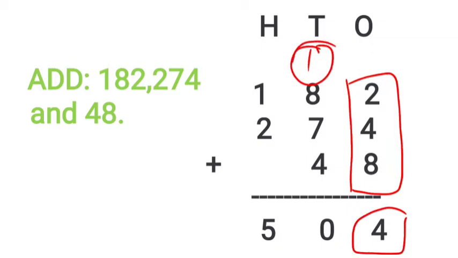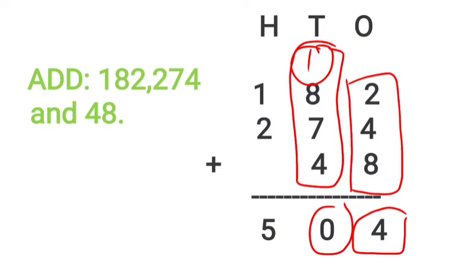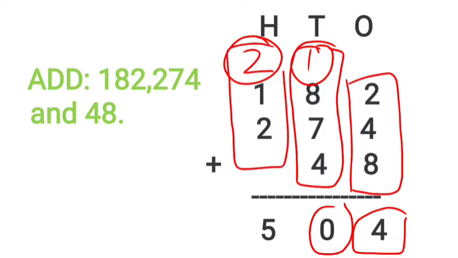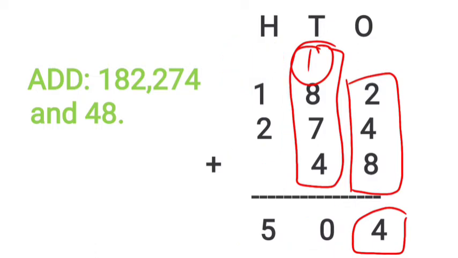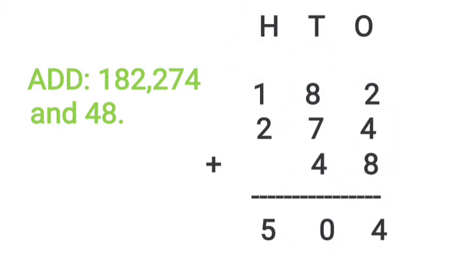Now add 1 plus 8 plus 7 plus 4, which is 20. So 0 we will write in the tens column and 2 will be carried to the hundreds column. Now add 2 plus 1 plus 2, which is 5. So we got our sum, which is 504.